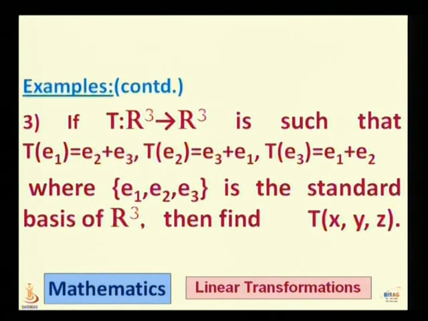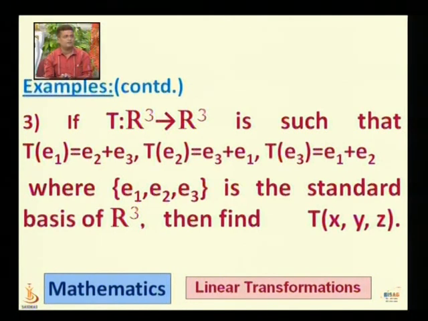Similarly here we know that e1, e2, e3 is the standard basis of the vector space R3, and if we are given T of e1 is equal to e2 plus e3, T of e2 is equal to e3 plus e1, and T of e3 is equal to e1 plus e2, then we can find out the formula of T of (x, y, z), that is the formula of T.